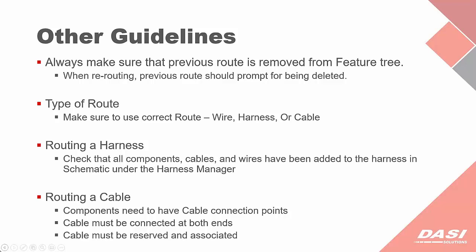Make sure that your route is correct. Again, wire, harness, or cable. If you're routing a harness, you need to make sure that you add all of those components to the harness manager. In other words, you do have to make sure that if the wires are to be routed, again, they must be connected at both ends. And then if you're routing a cable, we have just some additional points there that there must be components, again, at both ends. The cable needs to be connected, also reserved and associated.